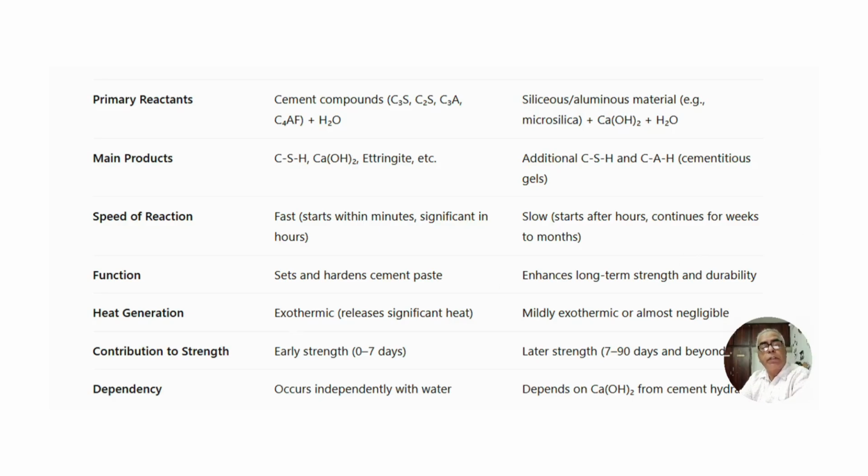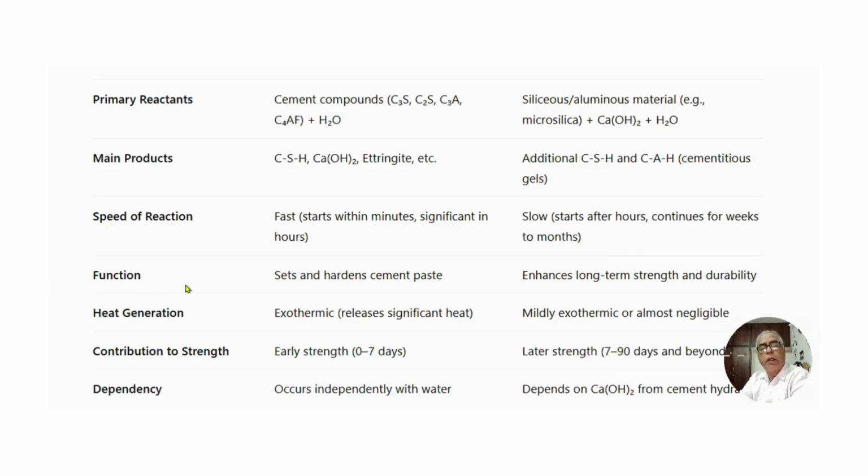let us consider the speed of the reaction. Actually, cement setting is fast. It starts within minutes, significant within hours. Whereas the pozzolanic reaction is slow. It starts after certain hours and it can even continue for a week or 2 months. So it is a slow and steady process.